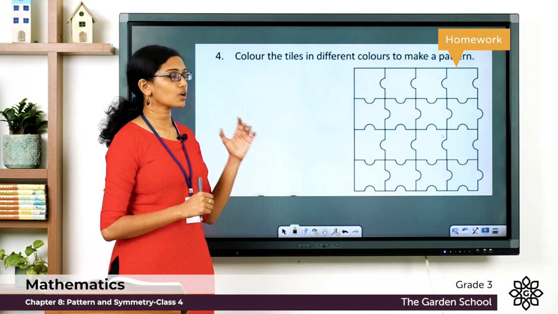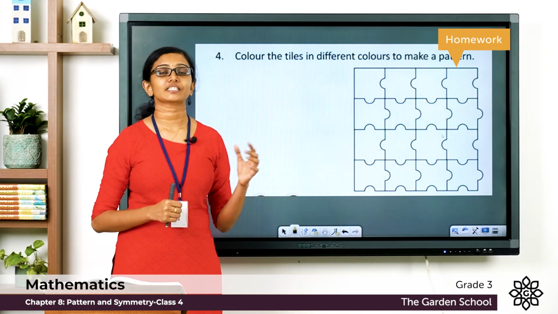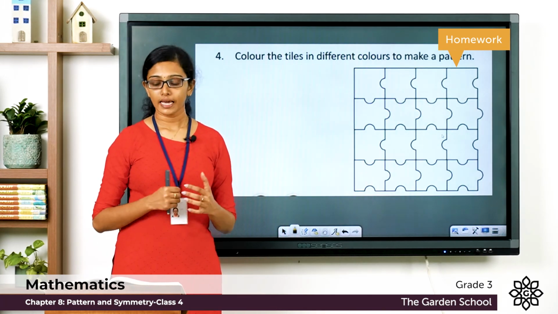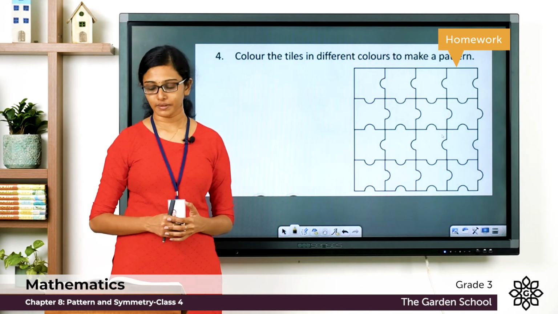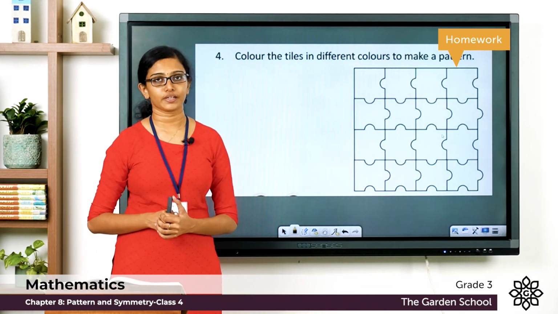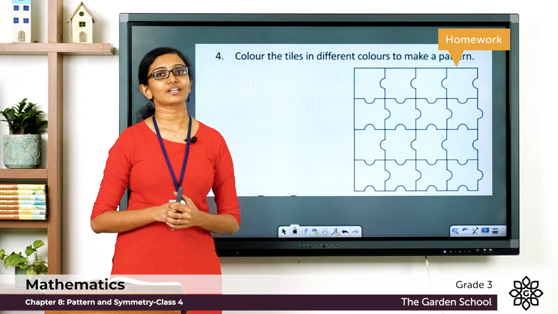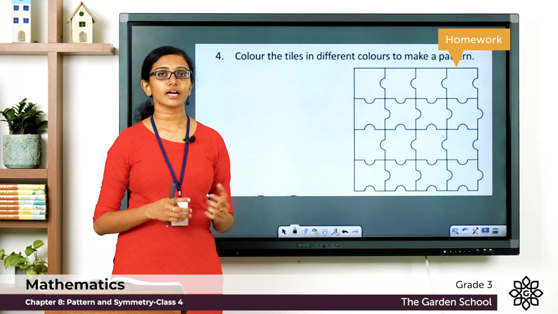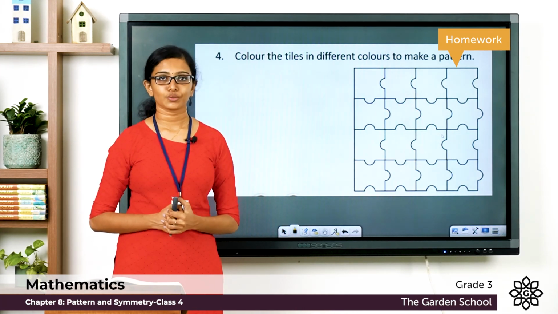And children, please go through all the concepts and exercises that we learned in this chapter once again. And then there is a worksheet to be completed on page number 115. Please go through the worksheet and do accordingly. Once you're done with that, you can take a picture and send us through tips.